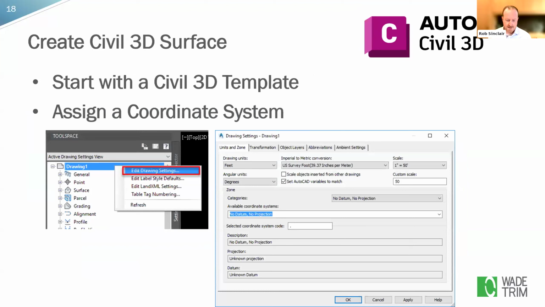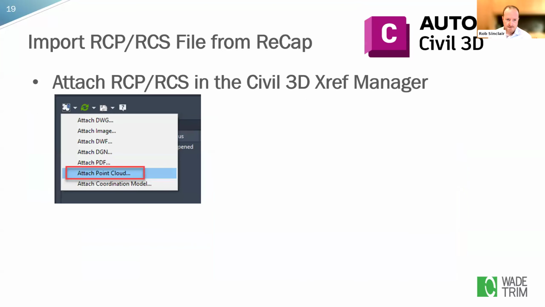So once you get all that done, you get it all classified, you save that Recap project, and then you're ready to hop into Civil 3D. So open Civil 3D, start a drawing with your template, assign a coordinate system that matches the coordinate system the Recap project's in. And then, just like you attach an XREF, you go to your XREF reference manager, select attach point cloud.